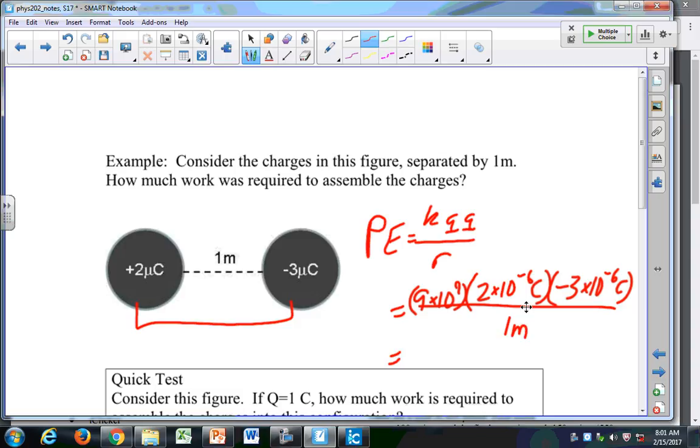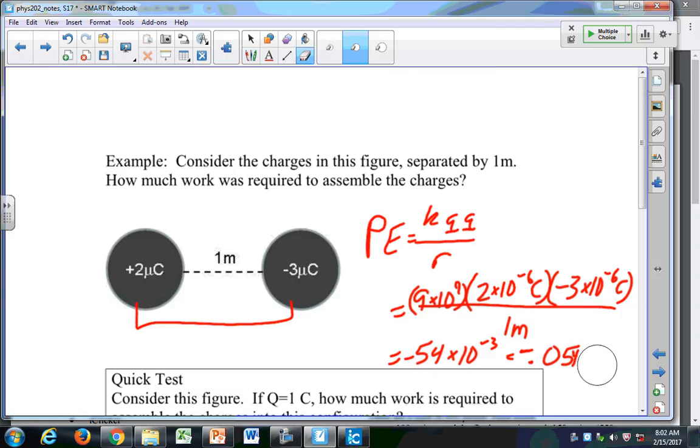And so that's what? I don't know what that is. It's 18 times 3, 54, times 10 to the negative 3. So negative 0.054. Is that right? 18 times 3 is 54. Yeah, that's right. It's not volts, I'm sorry, it's joules. It's a measure of energy, not energy per charge.